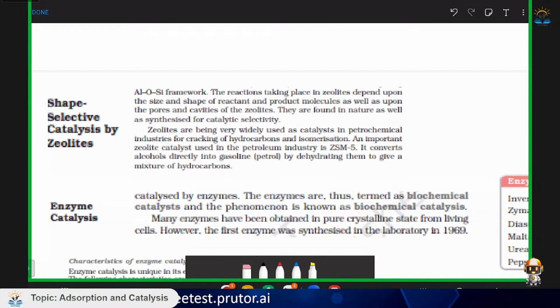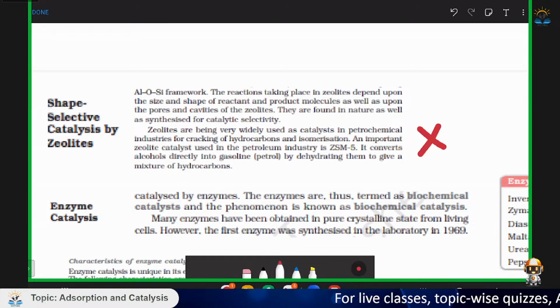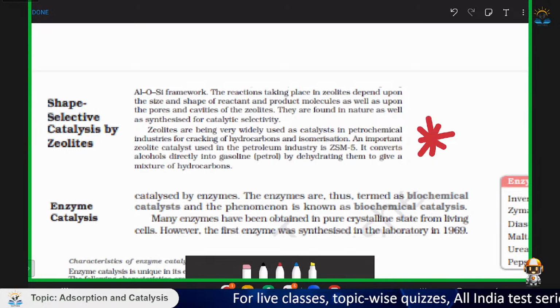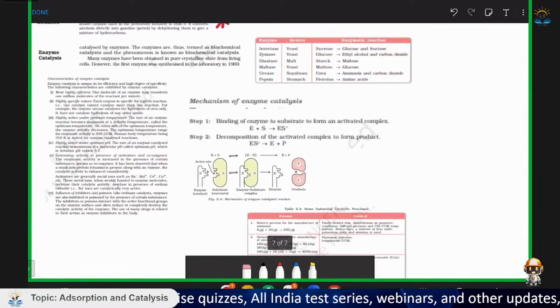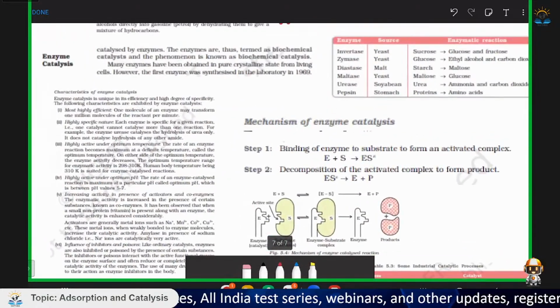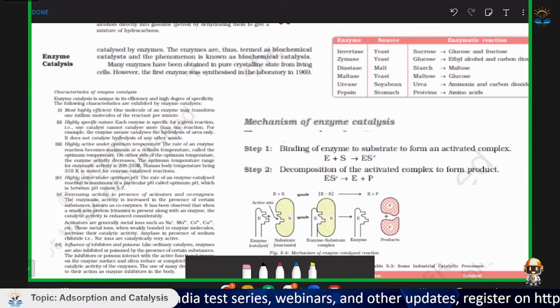They are found in nature as well as synthesized for catalytic selectivity. Zeolites are widely used as catalysts in petrochemical industries for cracking of hydrocarbons and isomerization. An important zeolite catalyst used in the petroleum industry is ZSM-5. It converts alcohols directly into gasoline by dehydrating them to give a mixture of hydrocarbons. Another example for selectivity is enzyme catalysis. This is the last topic of the day.